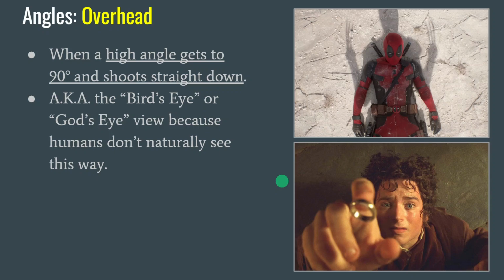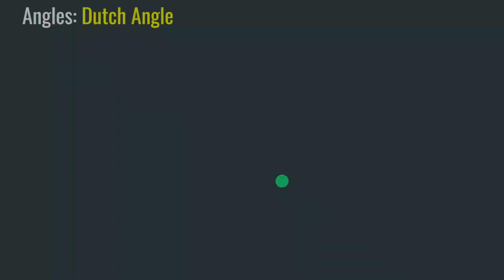So when you're doing this angle, think of it like when you're looking on Google Maps. When you look on Google Maps and you look straight down, that's the angle we're talking about. We're talking about a 90-degree angle straight down at a character. So you're pointed down to the ground.